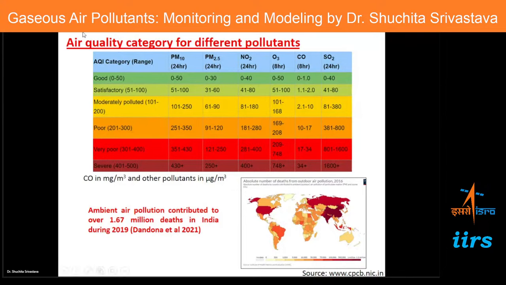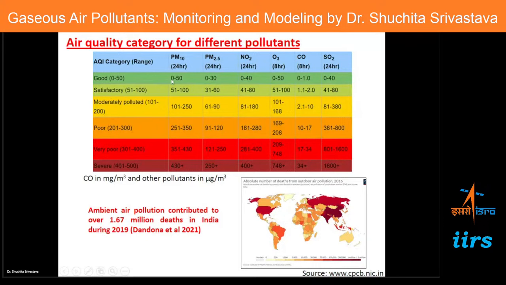So here you can see the 6 criteria air pollutants. And they are averaged for different time periods. Here you can see the different averaging periods. According to their average concentration, the air quality index category is decided. You can see here 6 different air quality index categories. These are good, satisfactory, moderately polluted, poor, very poor, and severe.